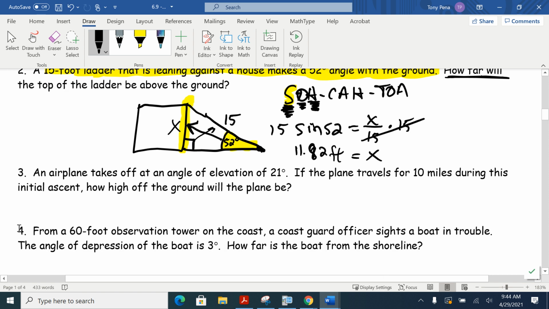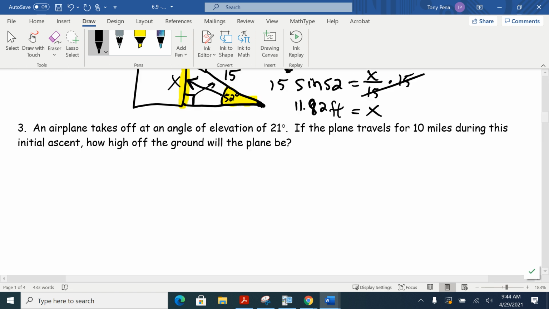All right, number 3. Let me make a little space here. As an airplane takes off at an angle of elevation of 21 degrees, kind of understand, we have a flat surface that the airplane would be traveling on. Eventually, as the airplane is traveling, it's going to start to go into the air. And what you're told is that the angle at which it's elevating into the air is a 21-degree angle.